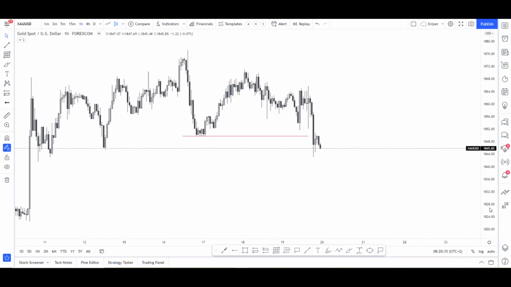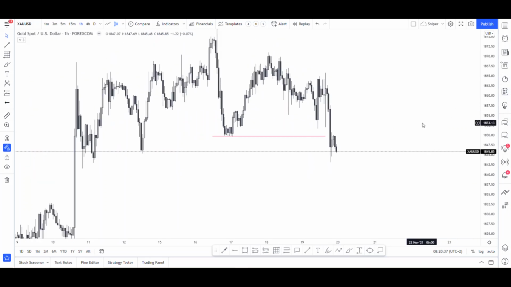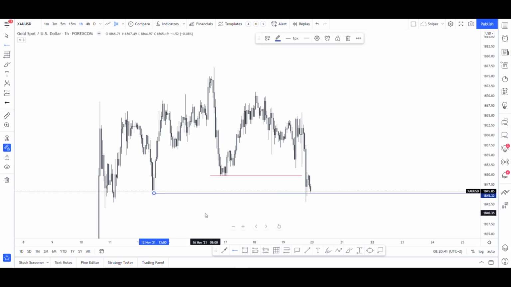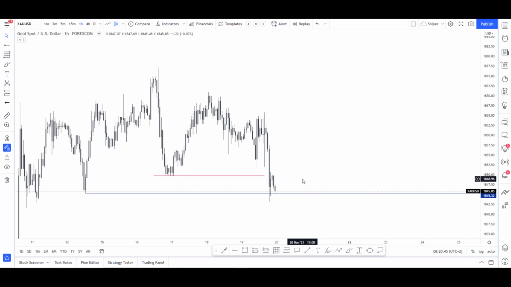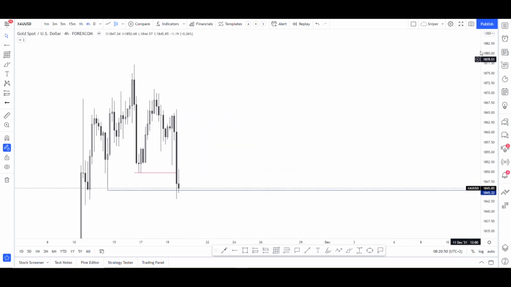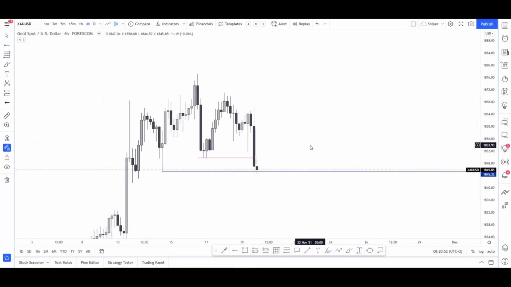So just back on the 1 hour, we have our structure break over there, and we have a sweep of these lows but not yet a break. So we want to see if price breaks below it. On the 1 hour there's no clear order blocks, and on the 4 hour it's not super clear.